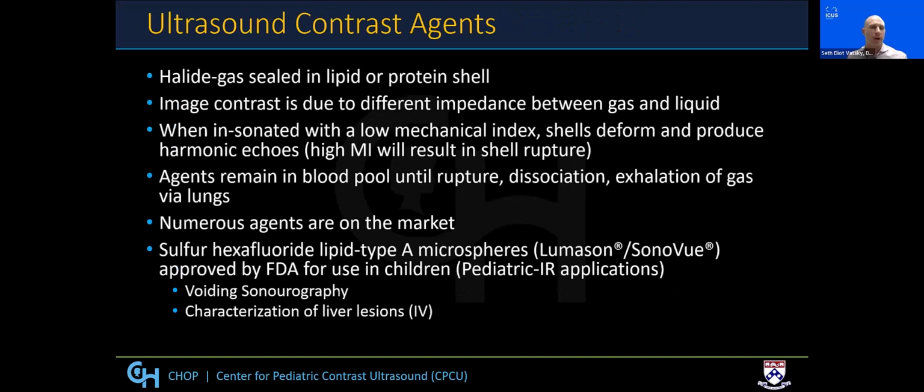Now, as has already been talked about earlier today, contrast-enhanced ultrasound uses a gas sealed in a lipid or protein shell. It allows image contrast due to the differential impedance between the gas and liquid. And when it's insonated with a low mechanical index, that shell deforms and produces harmonic echoes, which we can detect. We have to be careful about high mechanical indexes because those can end up rupturing the shell. It remains in the blood pool until rupture and dissociation with exhalation through the lungs, which is key in interventional radiology because it is truly a blood pool agent.